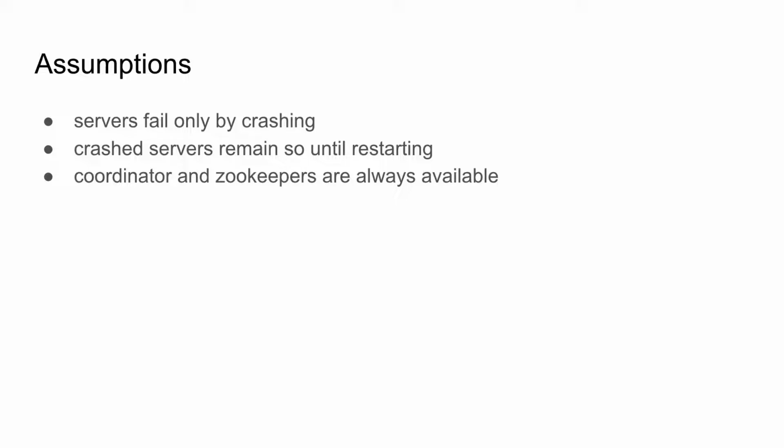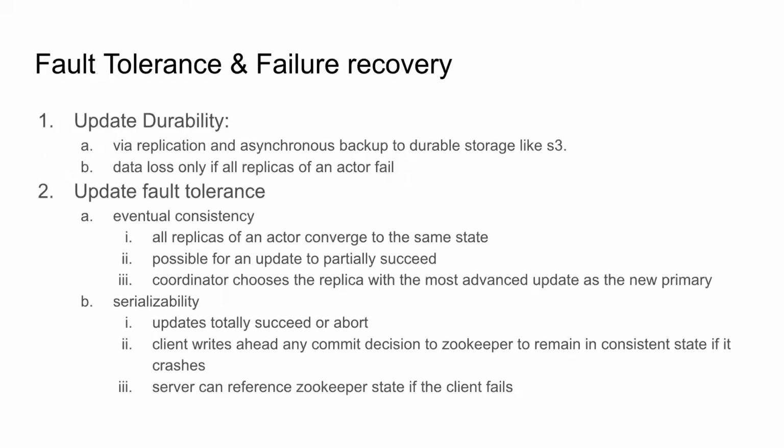With that, let's look at how Uniserve does fault tolerance and failure recovery. It provides update durability via replication and asynchronous backup to durable storage like S3. Data loss only happens if all the replicas of an actor fail. And even if they fail, all you lose is data committed since the last backup to durable storage.